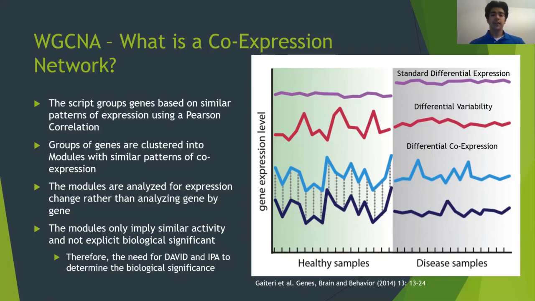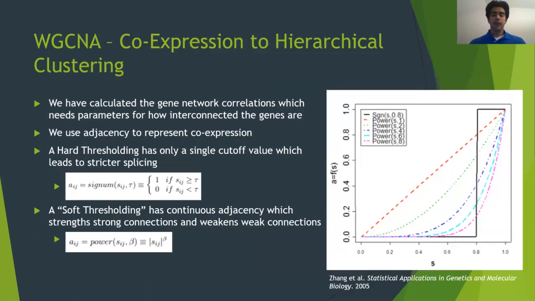This analysis is done on a group of genes and not on a gene-by-gene basis. Furthermore, these modules are only correlations and do not show any explicit biological significance, therefore the need for DAVID or IPA to determine biological significance. Once we construct these co-expression networks, we then go into hierarchical clustering.